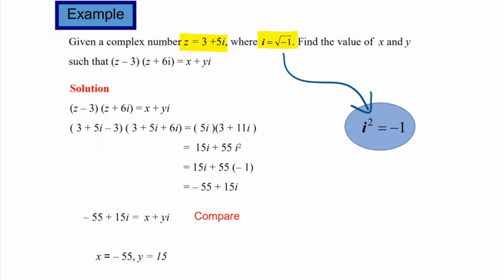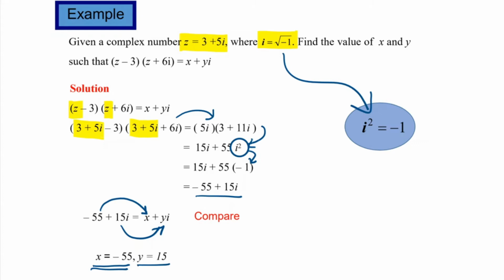First, we substitute z with 3 plus 5i, simplify it, and then we expand it. We have i squared. We only substitute i squared with -1. And then we get the answer in a plus bi form. To find the values of x and y, we compare left hand side equal to right hand side. So we have x equal to -55 and y equal to 15.